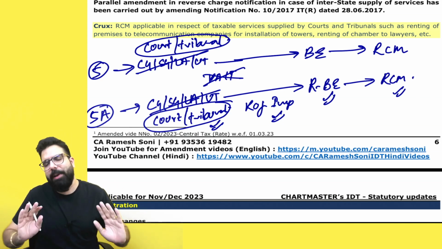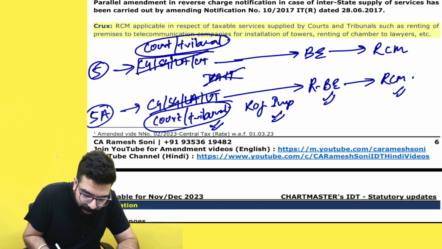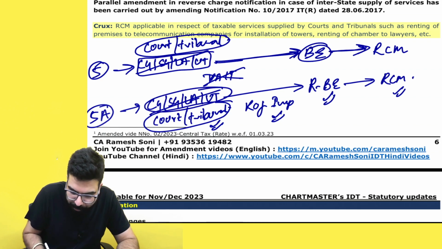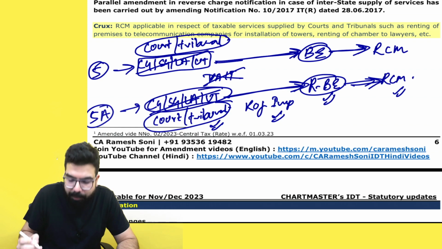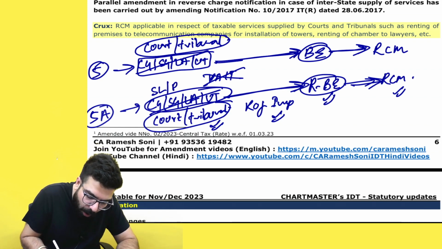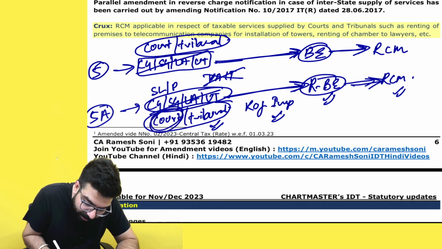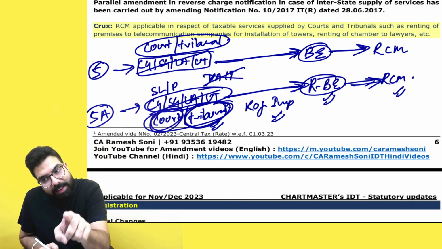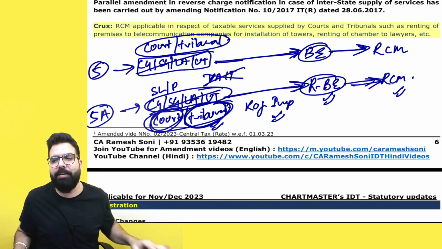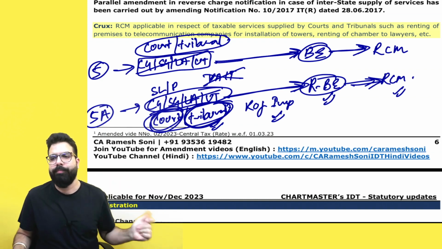So in the exam, please be careful. Wherever we have learned a government related entry where reverse charge mechanism is applicable, even if it is written state legislature or parliament or court or tribunal, in that scenario also RCM will be applicable. Is this entry 100% clear to all? Can we go ahead, everyone?